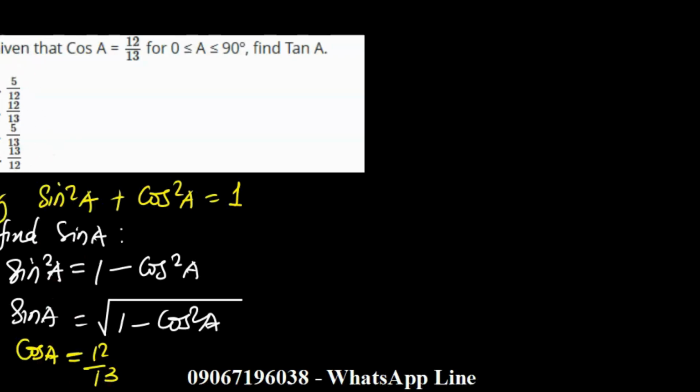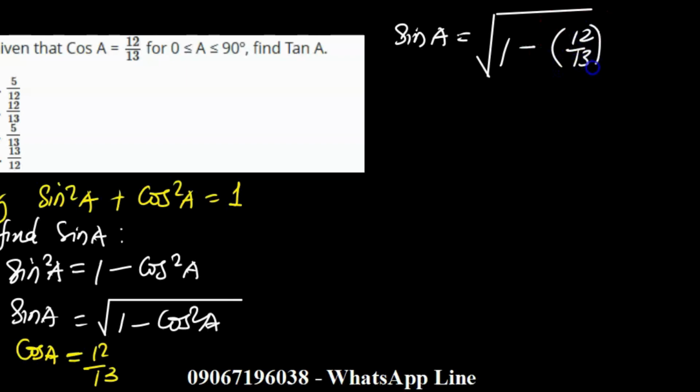So if I substitute that, I will have that sine A is going to give me the square root of 1 minus 12 over 13, squared. This is going to give me the square root of 1 minus 12 squared, which is 144, over 13 squared, which is 169.